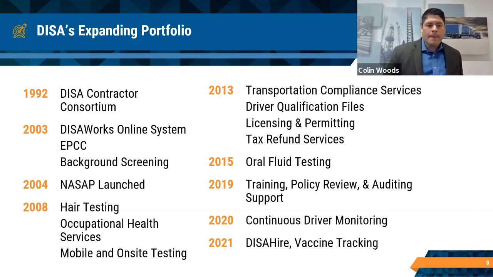energy sectors. In 2008, we expanded our urinalysis testing and added hair testing, occupational health services, as well as mobile and on-site testing. So we've got thousands of collection facilities within our network where our clients are able to go and perform whatever drug testing requirements or occupational health screens they have. But we also have mobile and on-site capabilities that allow us and or our vendor partners to go to a client's location. Again, reduce some of that travel burden. Saves time and ultimately creates a more productive experience.